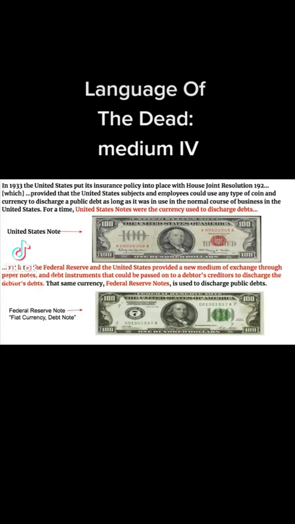In 1933, the United States put its insurance policy into place with House Joint Resolution 192, which provided that the United States subjects and employees could use any type of coin and currency to discharge a public debt as long as it was in use in the normal course of business in the United States. For a time, United States notes were the currency used to discharge debts. But later, the Federal Reserve and the United States provided a new medium of exchange through paper notes and debt instruments that could be passed on to a debtor's creditors to discharge the debtor's debts. That same currency, Federal Reserve notes, is used to discharge public debts.